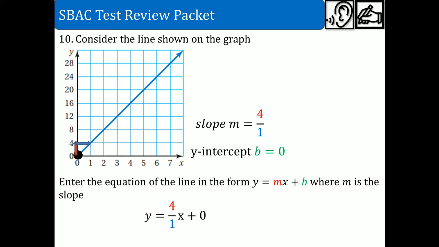Therefore, you plug it into the equation y equals mx plus b. M, which is the slope, is 4 over 1. The b here was 0. So your equation is y equals 4 over 1 x plus 0.